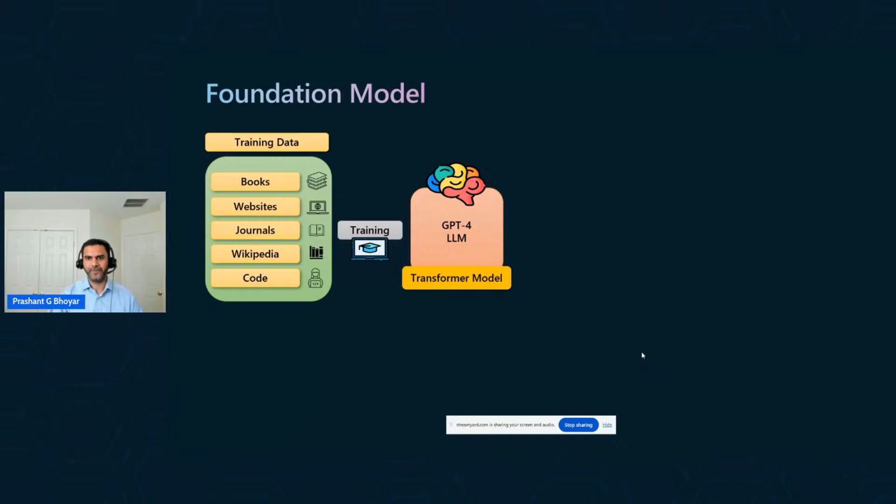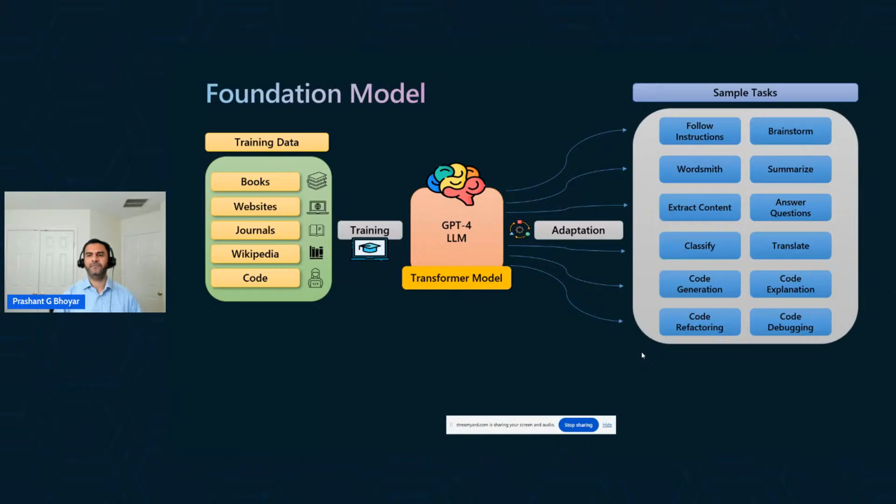Again, this is an example of GPT-4, but the same principles can be used for other transformer models as well. And these generative AI models are very good at adaptation. For example, GPT-4 is really good at following instructions, brainstorming, wordsmithing, summarization, extracting content, answering questions, classification, translation, code generation, code explanation, code refactoring, code debugging, and you can name it. So these models are excellent at a diverse set of tasks.